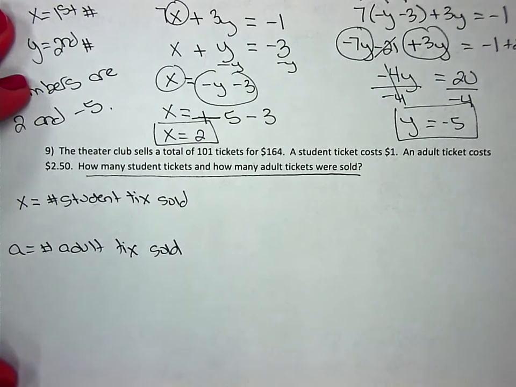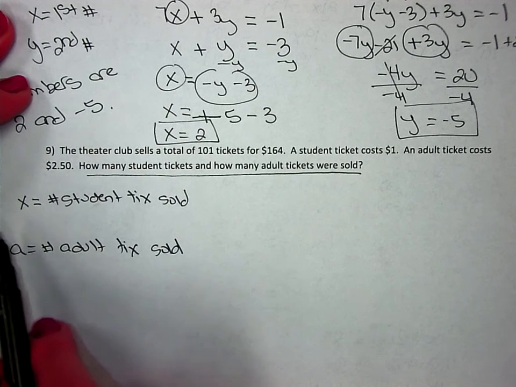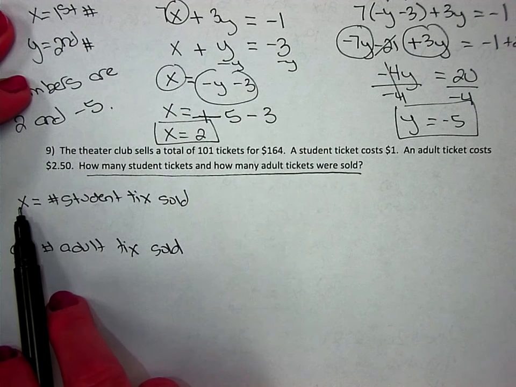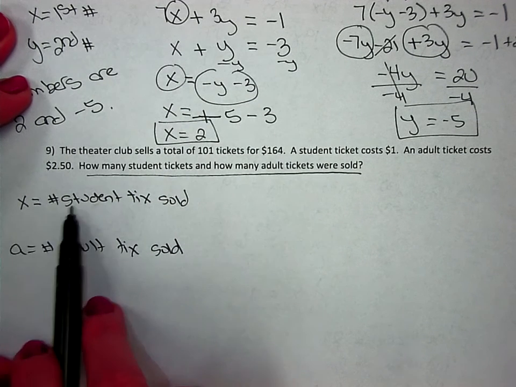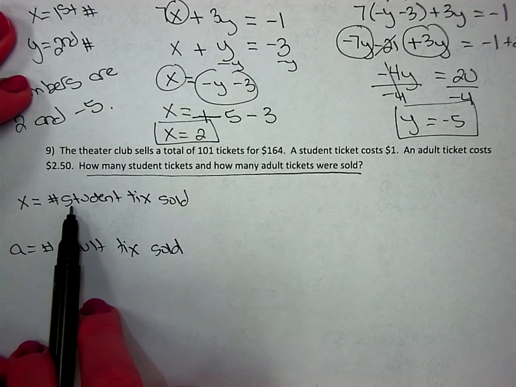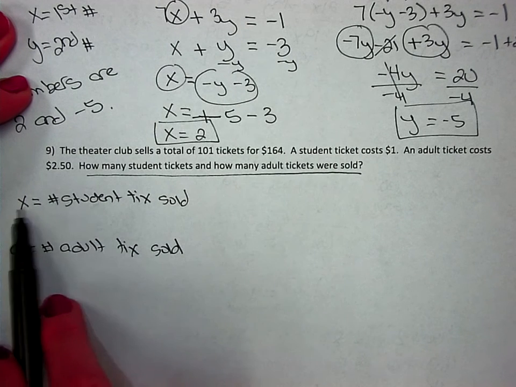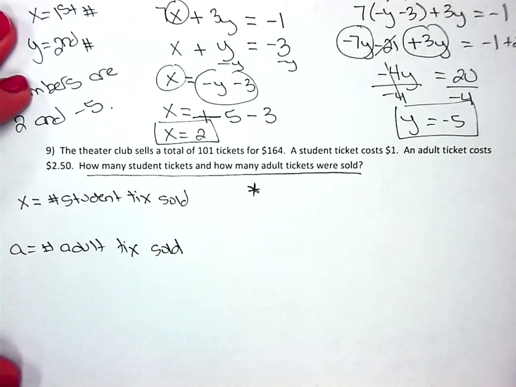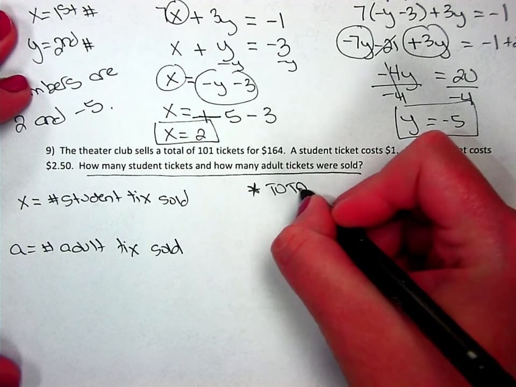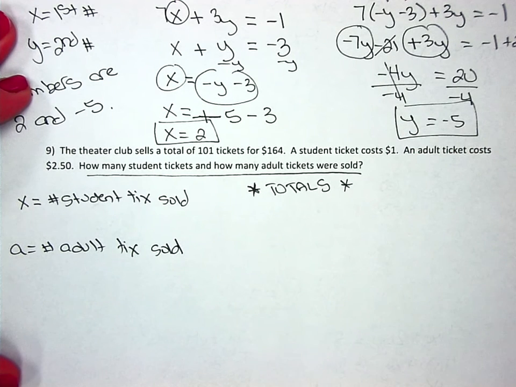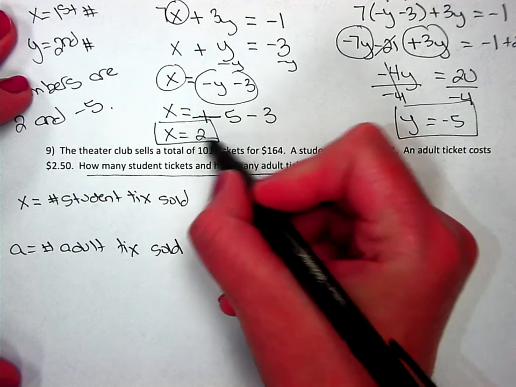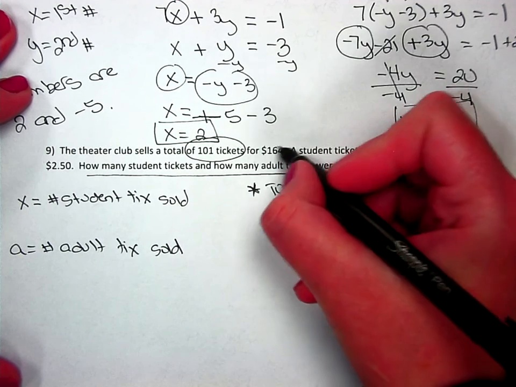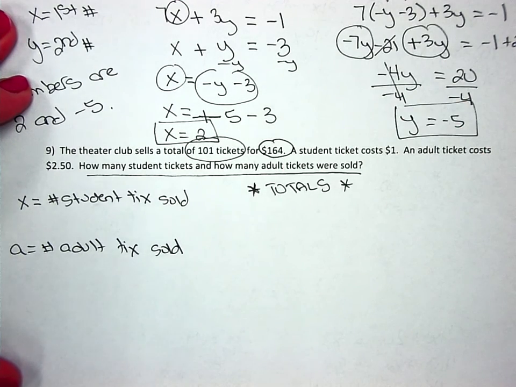sold. Many of you would use X and Y. Some of you might think about using S. My S's tend to look like 5s over time when I write an equation, and so, quite frankly, I never, ever use S when I'm setting up my variables. So, I'm not sure if we've done very many of these. I look for the totals. The totals help you set up the equations. So I have a total of 101 tickets, and I have a total of 164.